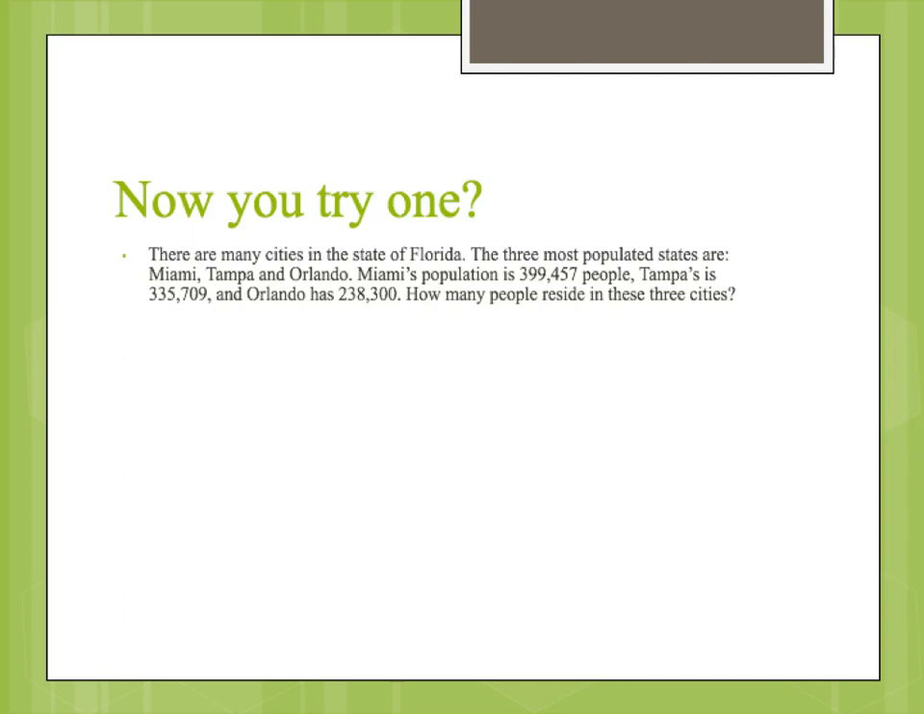Miami's population is 399,457 people. Tampa's is 335,709 people, and Orlando has 238,300 people. How many people reside in these 3 cities? So I want to see tomorrow, what would you underline in the story? What is the question that they're asking? And what operation are you going to use to find that answer? And remember, be sure to show your work.